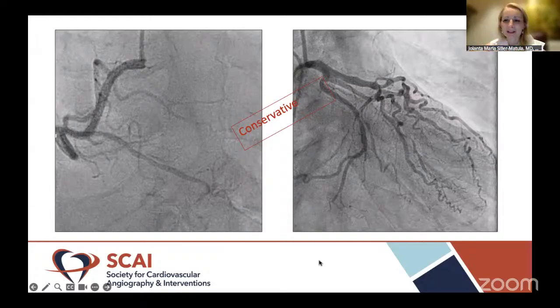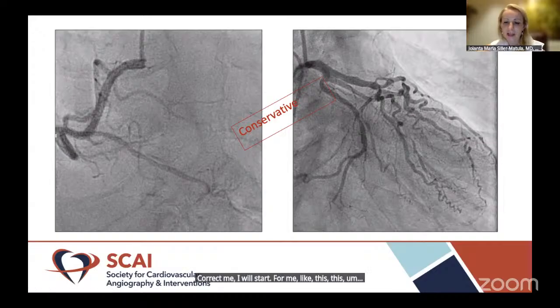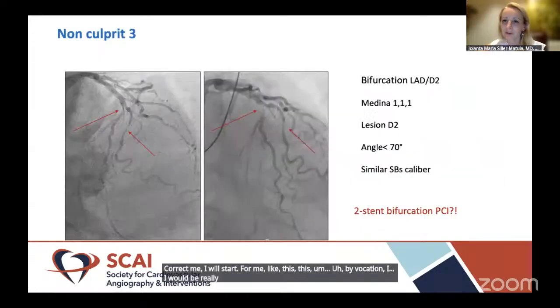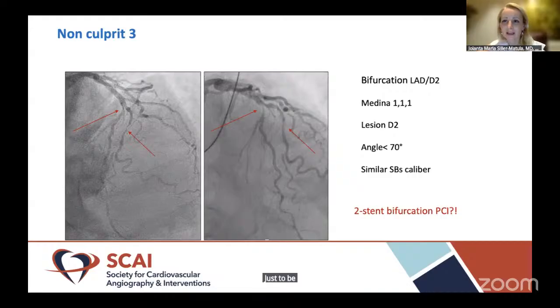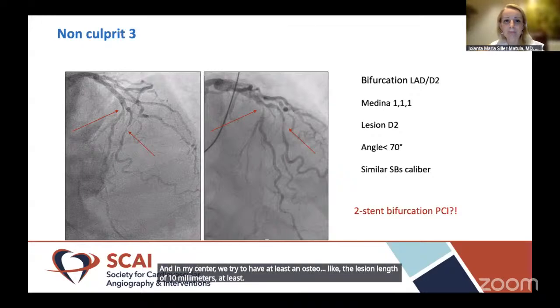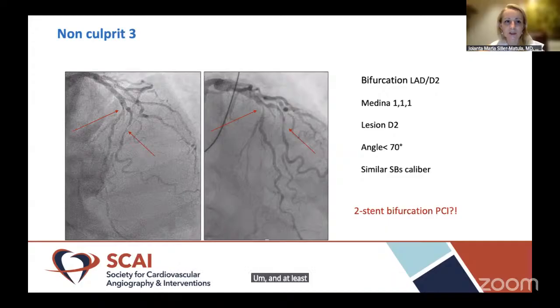Great, maybe I will start. For me, in this bifurcation, I would be very curious what the percentage stenosis of the ostium of the diagonal is, just to be sure. Before going for a two-stent strategy, at least in my center, we try to have a lesion length of at least 10 millimeters and at least 50% stenosis. That's my consideration. So imaging for me is the key to decide.